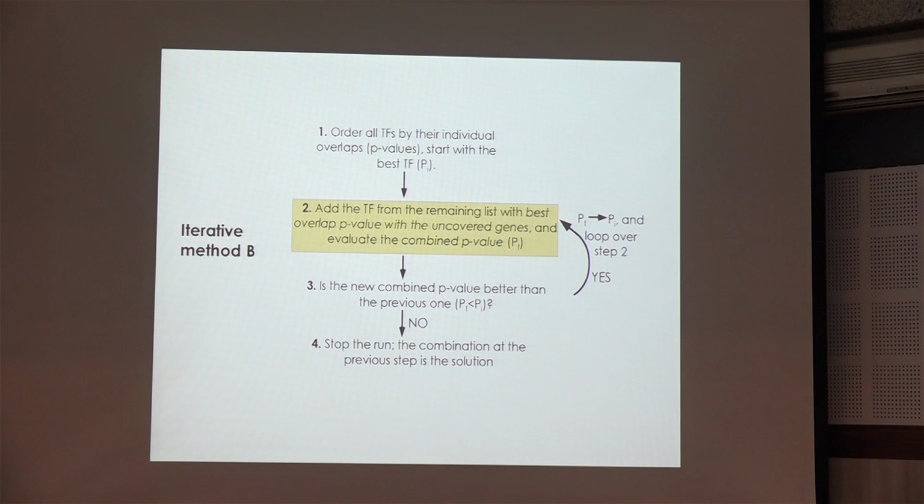In the second method, we add the transcription factor from the remaining list with the best overlap p-value with the uncovered genes. The first transcription factor may cover a particular set of genes. For these genes which are uncovered, we test transcription factors only on the uncovered genes and evaluate a combined p-value. Once again, we iterate. When the iteration stops, we say that these many transcription factors give the best combined p-value.